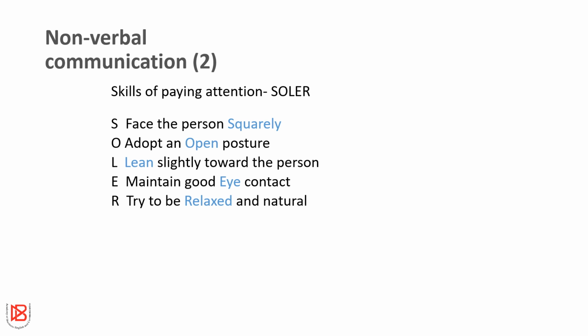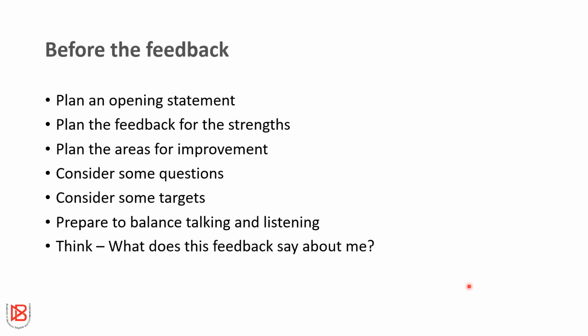So, skills of paying attention, let us say SOLAR. SOLAR is what we are looking into. S for squarely, O for open, L for lean, E for eye, and R for relax. Face the person squarely. Adopt an open posture. Be open, be receptive. Never have a closed posture altogether, as that shows negativity. Lean slightly towards the person. Once you move towards the person, you show your engagement and interest. Maintain eye contact. Try to be relaxed and natural, and that is what we are looking into.